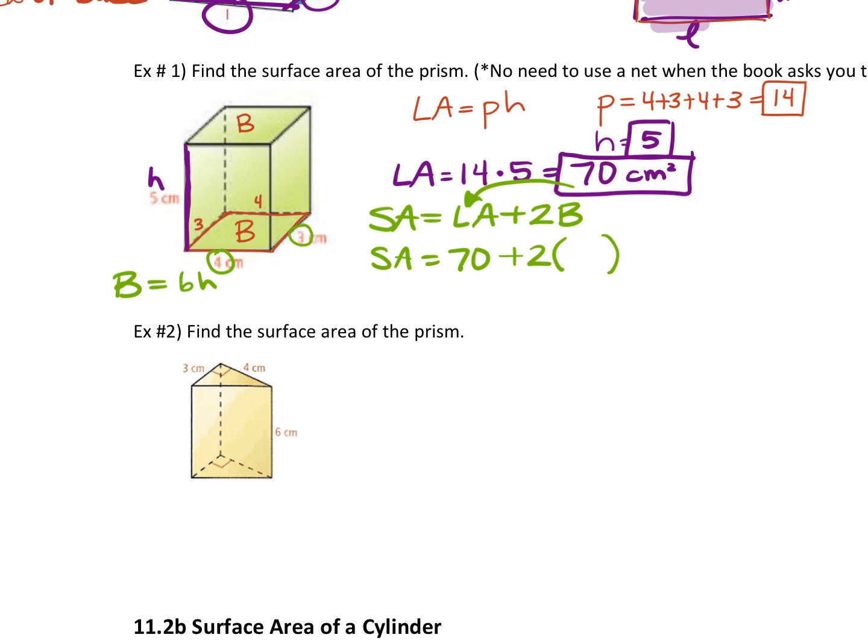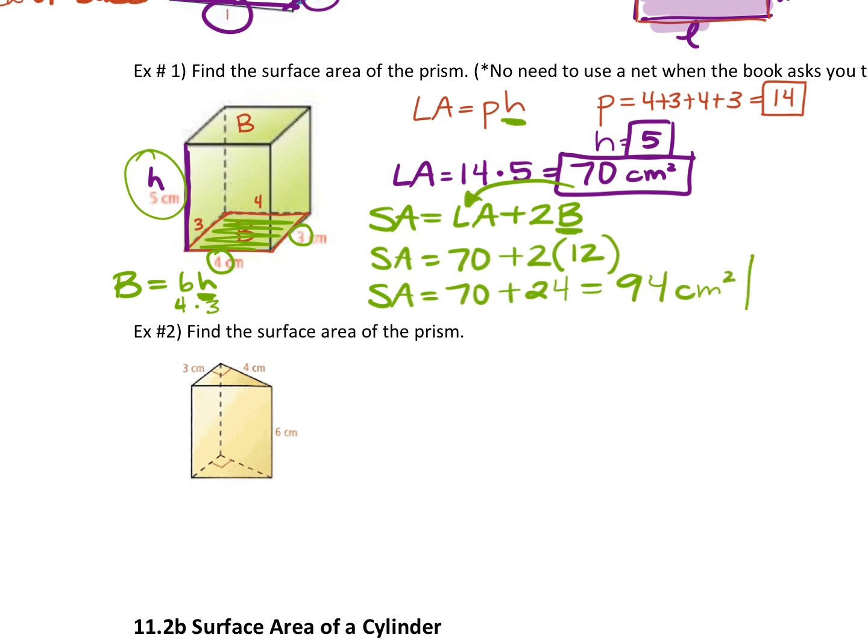4 and 3. Okay, now tricky. You told me earlier H was 5. That's the height of the figure. That's this H. This H is part of your area of your base, and that is a different H. That's the area of just the rectangle. So if I'm trying to find the area of the base, it is 4 times 3, or what? 12. So that means my surface area is 70 plus 24, or 94 square centimeters.